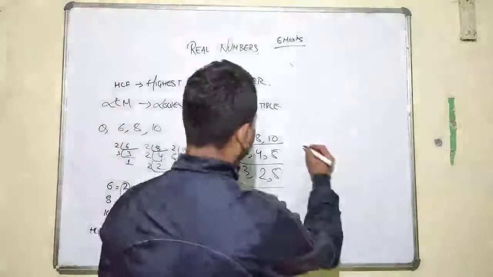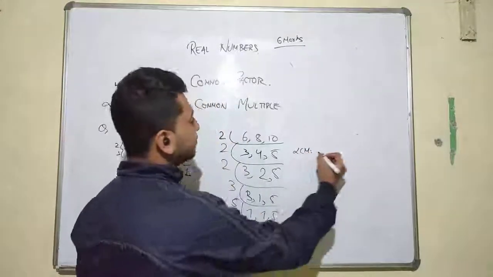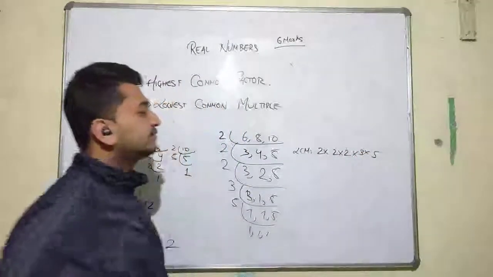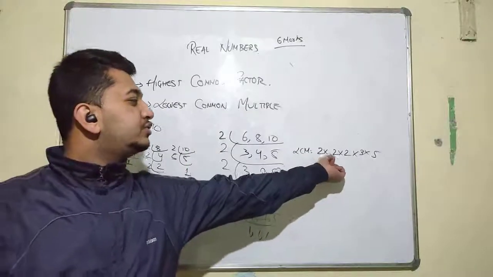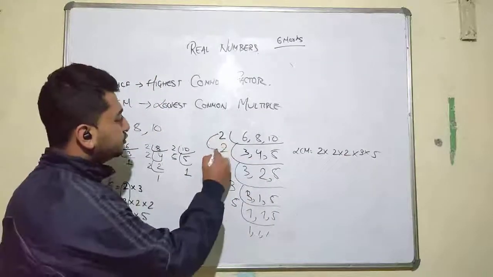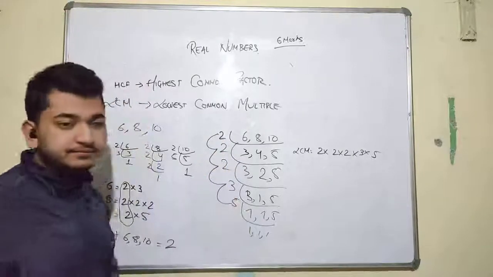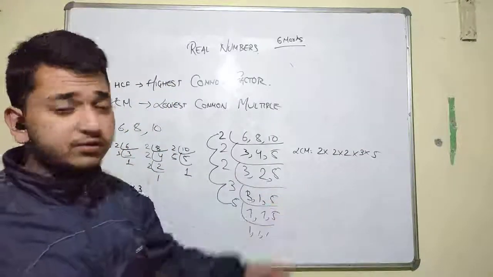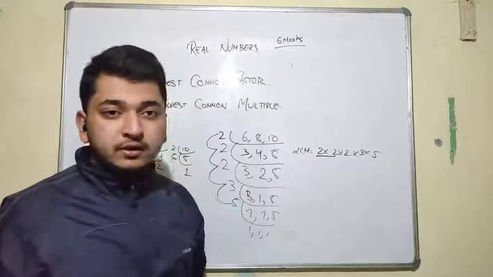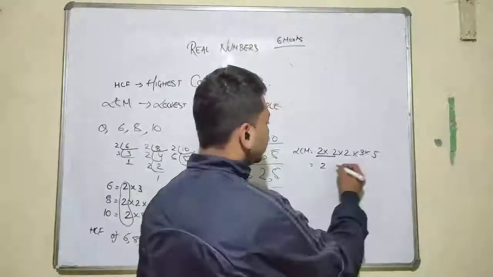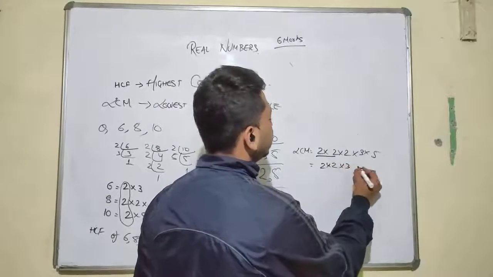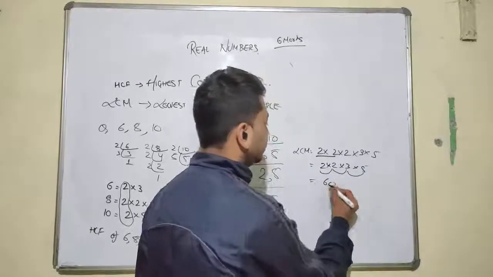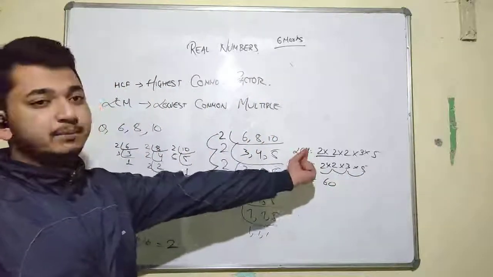Now you write: LCM is equal to 2 into 2 into 2 into 3 into 5. Write it like this. Now you'll find something is common out here. Yes, there are two 2s. So we'll only write it once: 2 into 2 into 3 into 5. So 2 2s are 4, 4 3s are 12, 12 5s are 60. So 60 is your LCM.